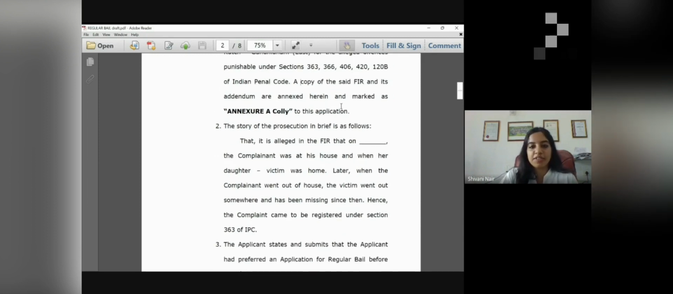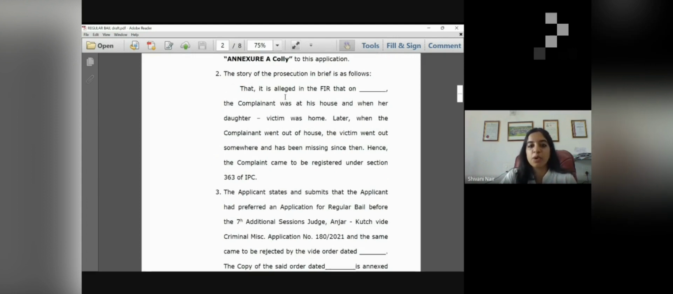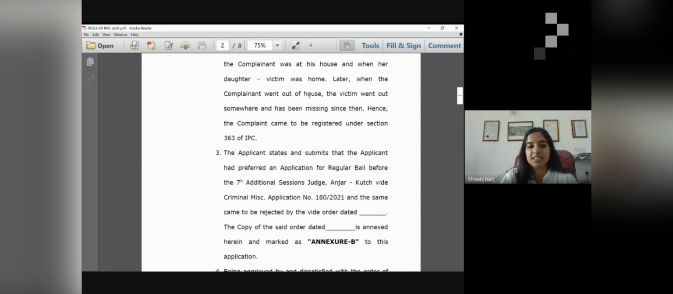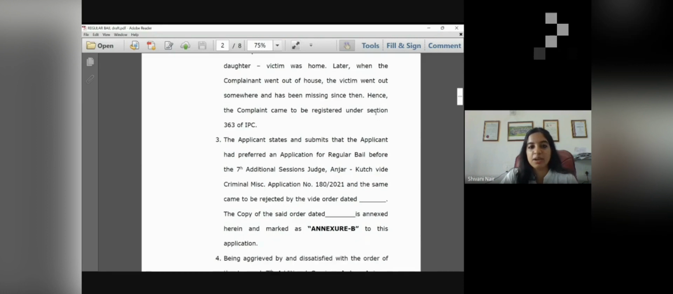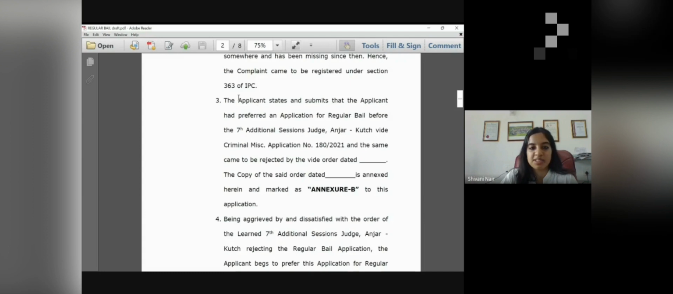Then we come to the story of the prosecution, which is the facts of the case, in paragraph number 2. The story of the prosecution in brief: it is alleged in the FIR that on so and so date the complainant was at his house, when the daughter was home. Later, the complainant went out of the house, the victim went out somewhere else and has been missing since then. Hence, the complaint came to be registered under section so and so of IPC.